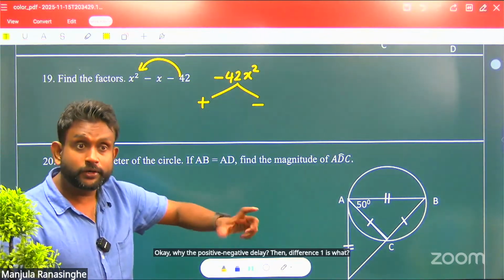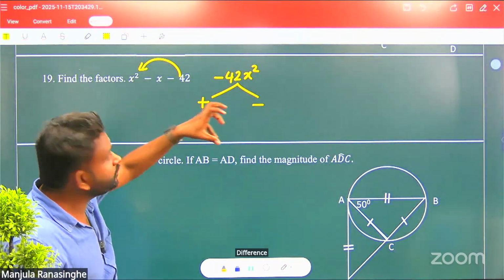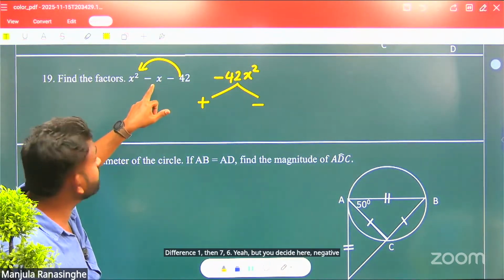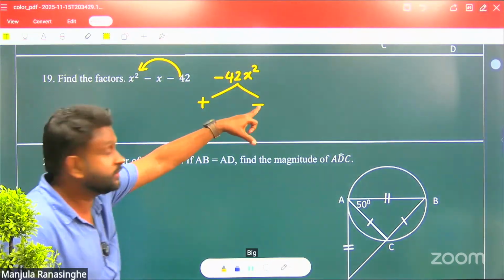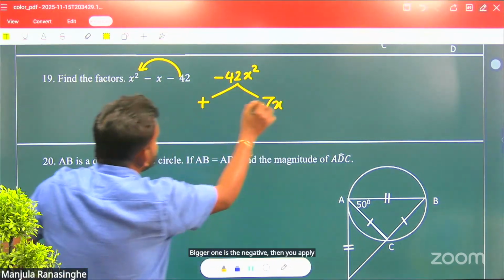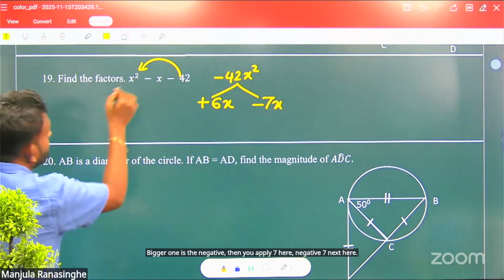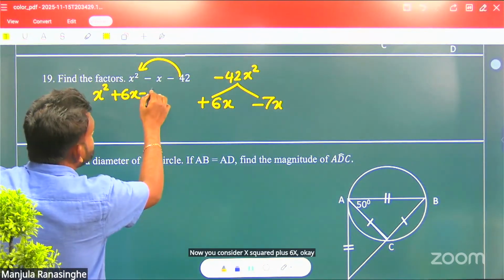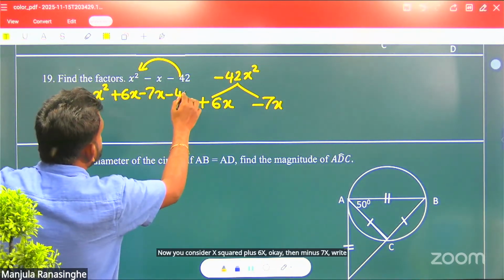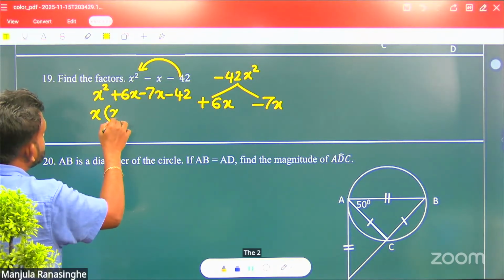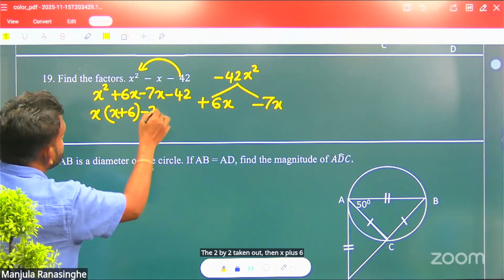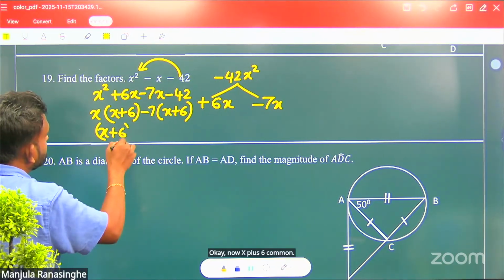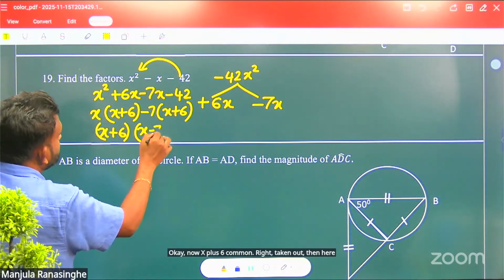Product 42, difference 1. Then the 7, 6 pair, but you decide negative 1 should be the final answer, so the bigger one is the negative. Then you apply negative 7 here, next positive 6x. Now consider x squared plus 6x, then minus 7x, minus 42. Then 2 by 2, taken out x plus 6, here minus 7 taken out, x plus 6. Now x plus 6 is common, taken out, then here x minus 7.